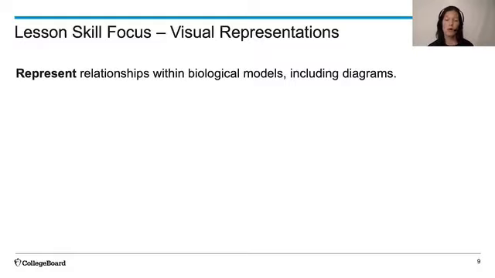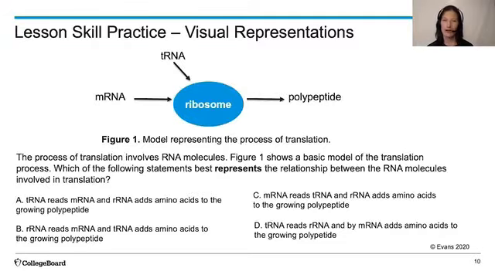Remember, the skill that we're working with today is visual representations, which means we're going to represent relationships within biological models, including diagrams. So here's our diagram labeled Figure 1. I'd like you to take a moment, read, look, interpret this figure, read our question, and come up with what you think is the best answer. Pause the video while you do it and come back to me when you think you have your answer.